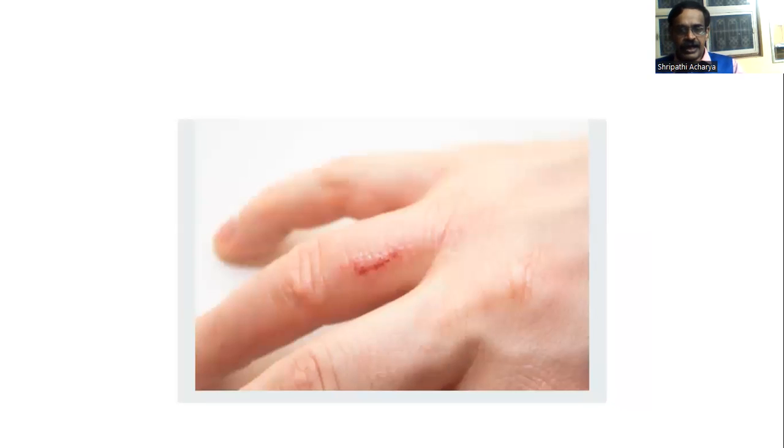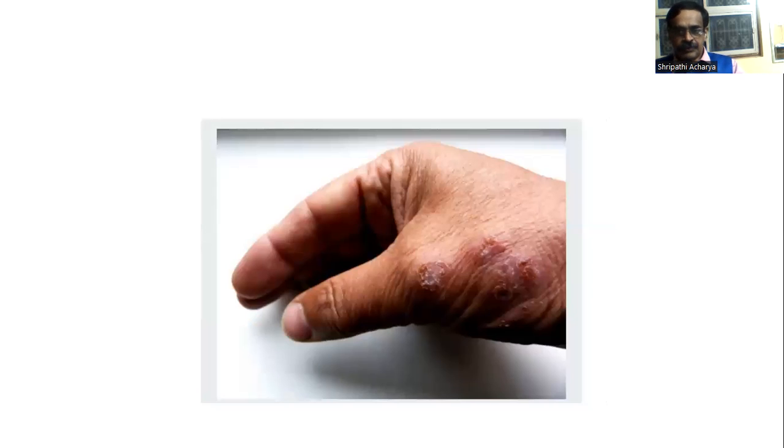You see the hand, in the ring finger, there is a reddened area. There is itching also. It is a case of contact dermatitis. If you carefully take the history, there will be a history of contact with chemicals or some irritant substances. This is another patient where you see at the base of the thumb, there are areas of allergy. So that is a case of allergic contact dermatitis. You see a reddened area with eruptions and scaling.